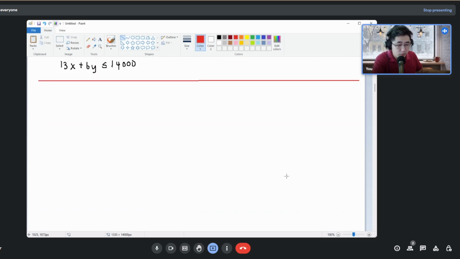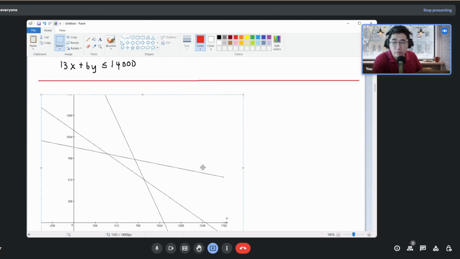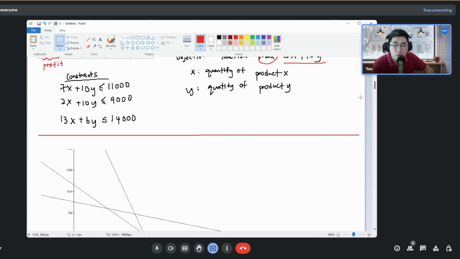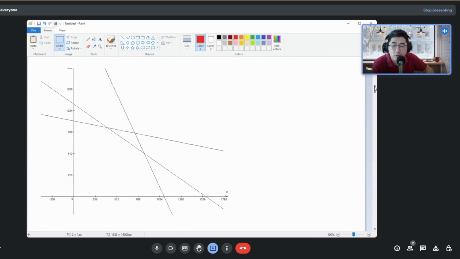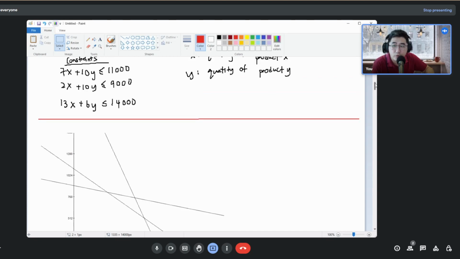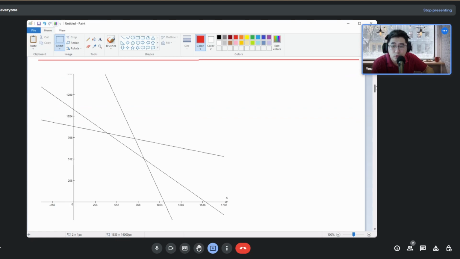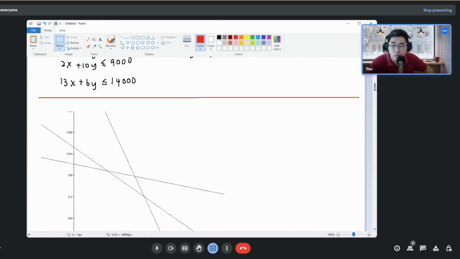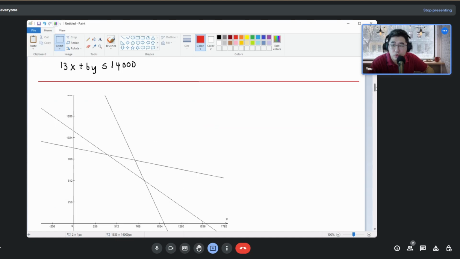For your information, I use graph software to help me get the graph done. This is how I get these 3 lines. Over here we have the one with 7x plus 10y less than or equal to 11,000. Therefore, we have this 11,000 here.